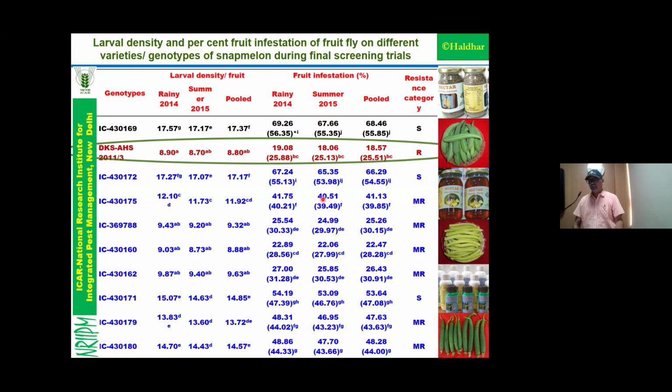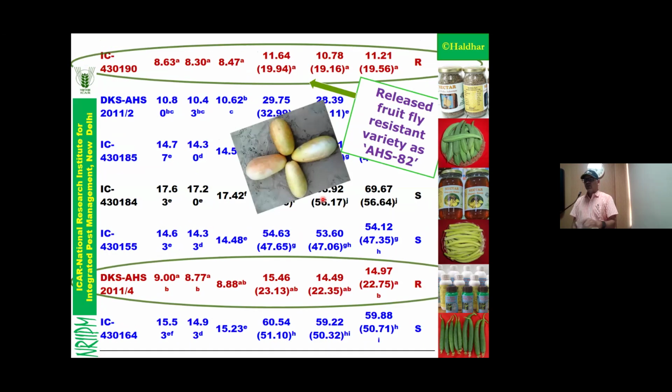In our Snake Melon also, sir, we have 65 germplasm in the old institute, and then we select by preliminary screening. Then the same condition in other, we are doing that also, and also released one variety, that is AHS 82.